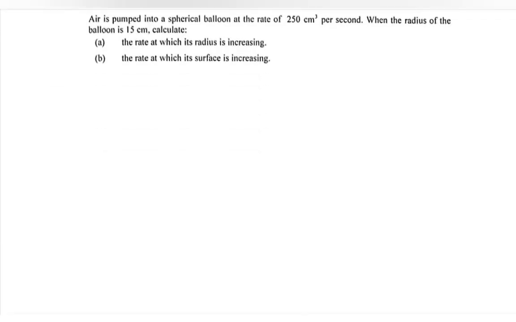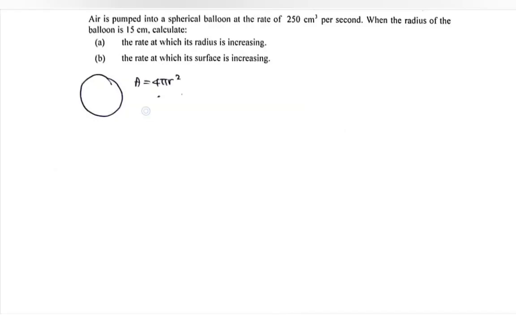Hello everyone, in this video I'm going to discuss the example for application of differentiation, where we have the rate of change. Kindly refer to the question, air is pumped into a spherical balloon at the rate where we have 250 cm cubed per second. So kindly illustrate the situation given. So in here, let's say we have a spherical balloon. Write the formula. We have the area.